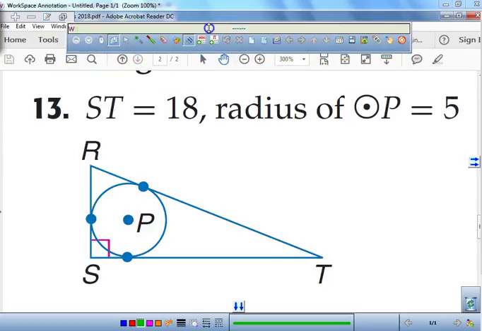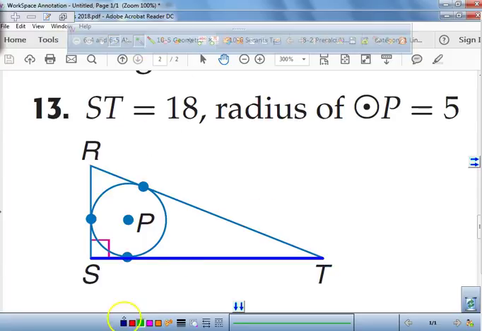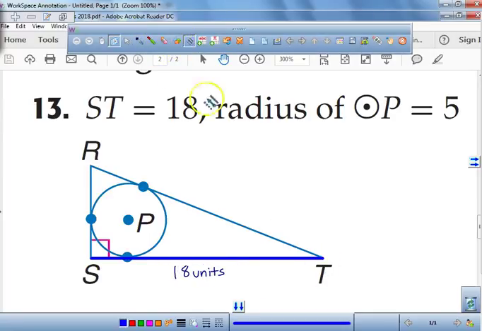We're continuing with chapter 10, section 5, dealing with tangents. You'll notice that it says the distance from S all the way to T. That distance we know for certain is 18 units. So label it 18 units. You know that for certain. Since they didn't say feet or inches or anything else, just use units.